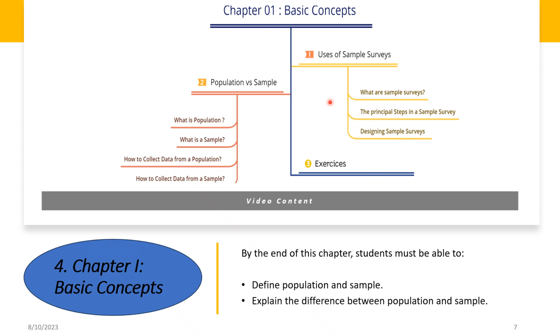Also, the second section is population vs sample. It is divided into 4 subsections. Number 1, defining population. Number 2, explaining the concept of the sample. Number 3, techniques for collecting data. And 4, techniques for collecting sample data from a sample.